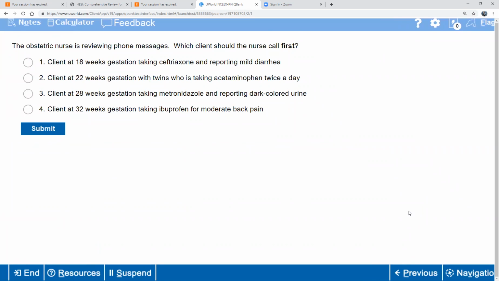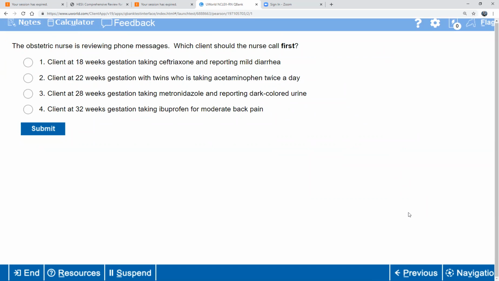The obstetric nurse is reviewing phone messages. Which client should the nurse call first? Client at 18 weeks gestation taking ceftriaxone and reporting mild diarrhea. Okay, so that's Rocephin. It's an antibiotic, ceftriaxone. Yes. A client at 22 weeks gestation with twins who is taking acetaminophen twice a day. It can be for headaches or for fever.